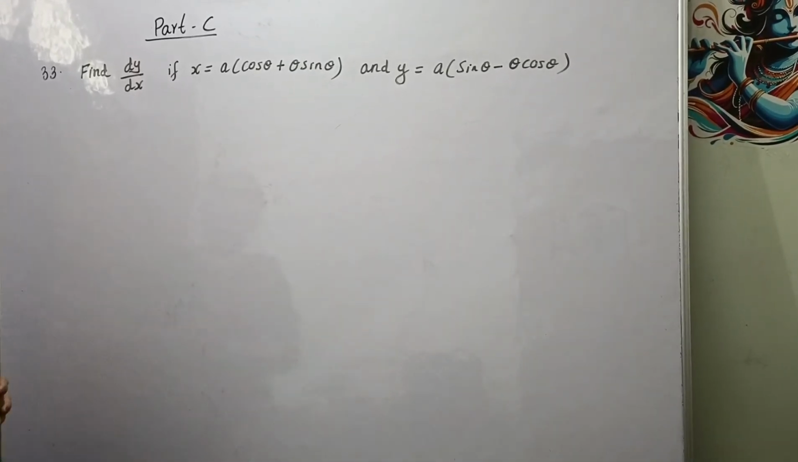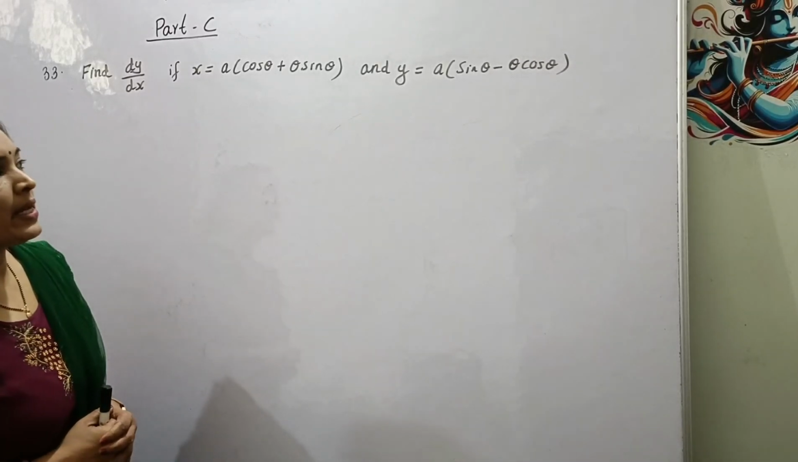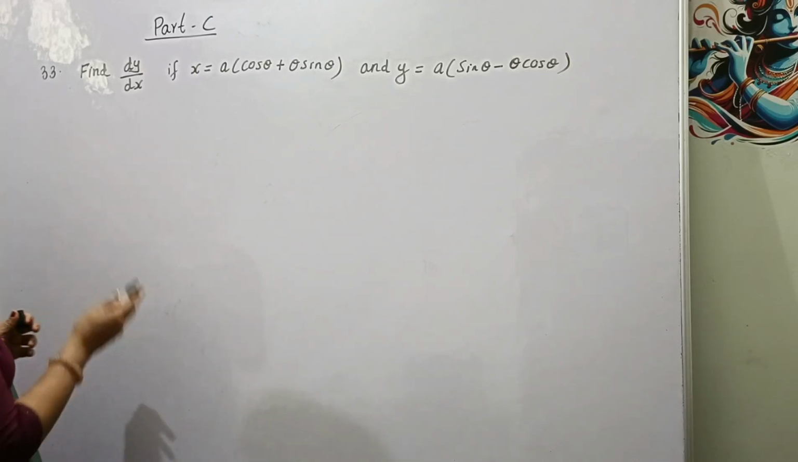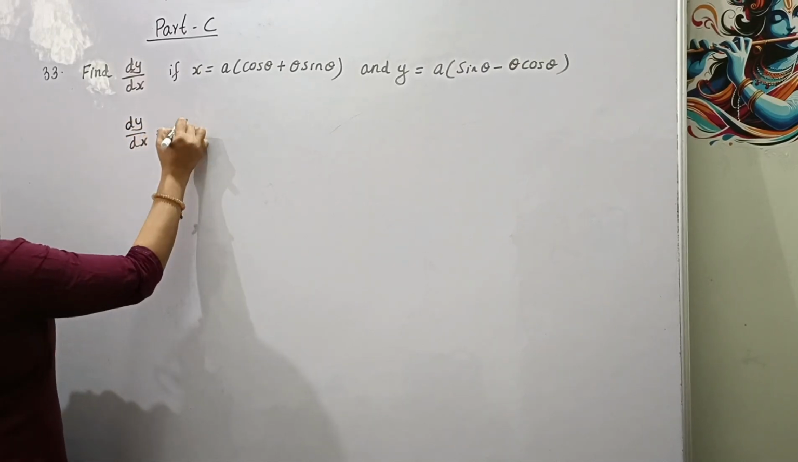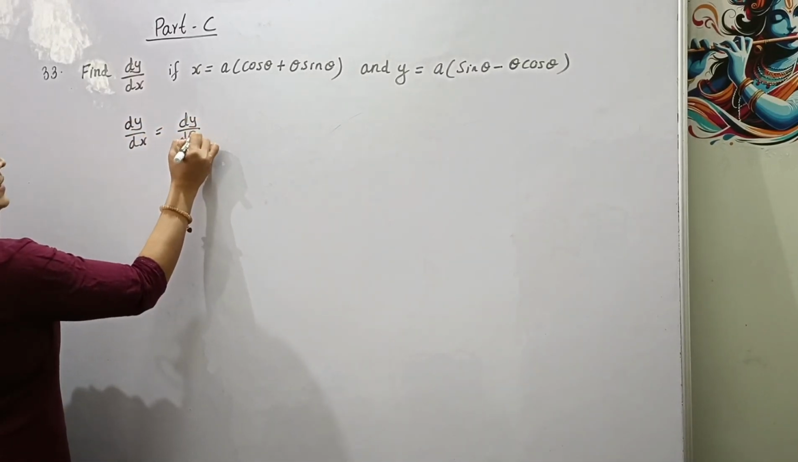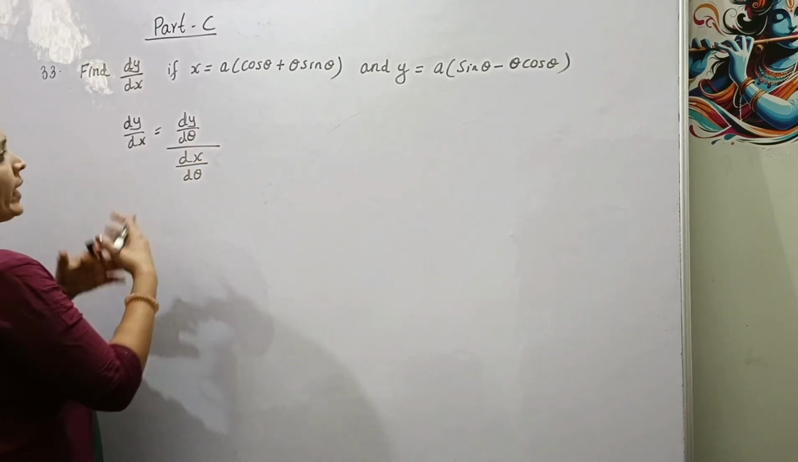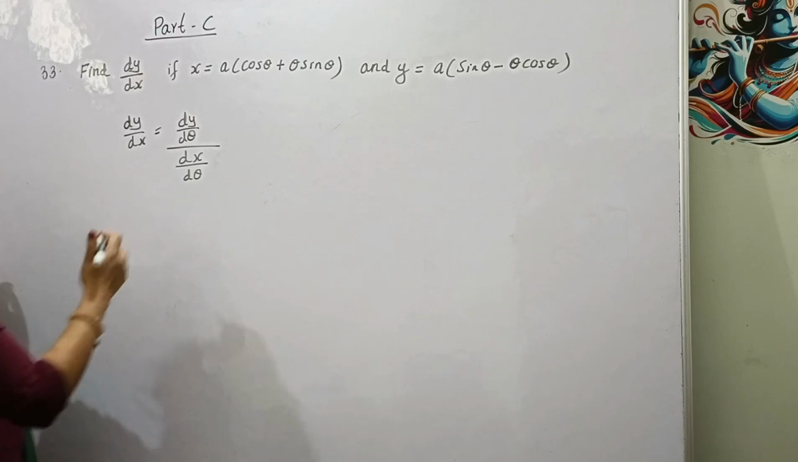Find dy by dx if x is equal to a into cos theta plus theta sin theta and y is equal to a into sin theta minus theta cos theta. So here the given equations are in parametric form. We have to find dy by dx, and we know that dy by dx is equal to dy by d theta divided by dx by d theta. So we need to find dx by d theta and dy by d theta.